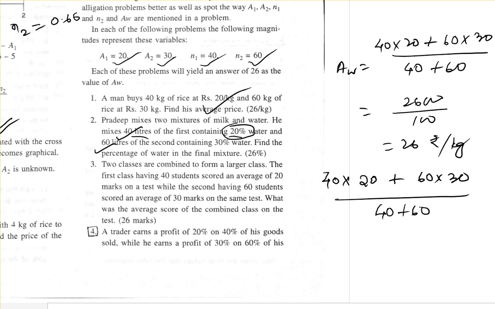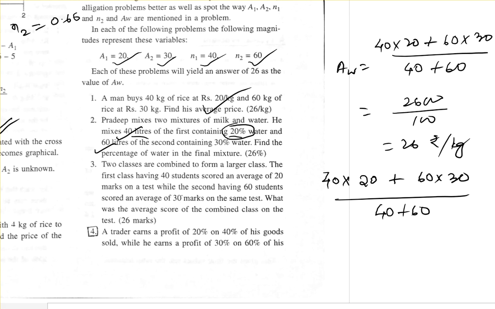Two classes are combined to form a larger class. The first class having 40 students scored an average score. So the combined average score we have to find. Average score of first is 20, average score of second is 30. So the combined average score will be in between these two. So these are the main values, and the number of students will be N1 and N2. So N1 is 40, N2 is 60.